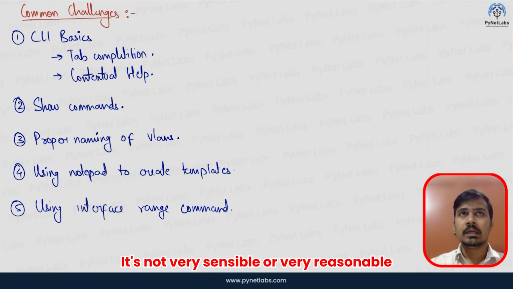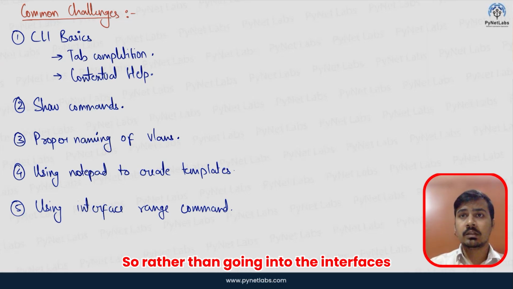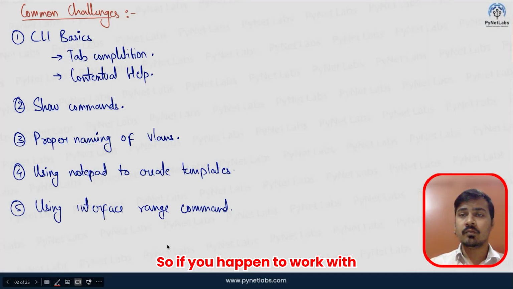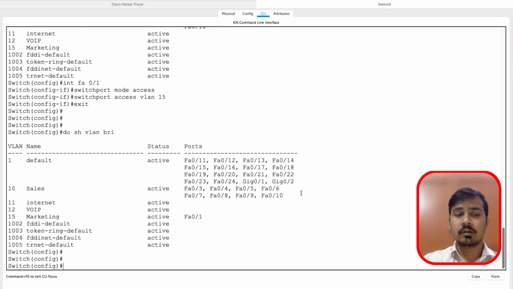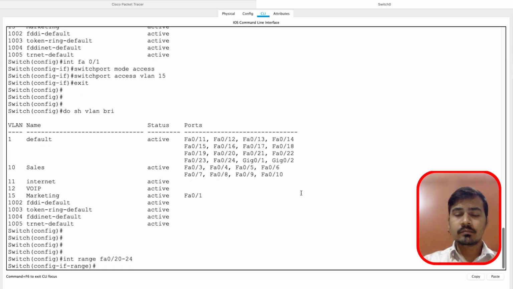So it's not very sensible or reasonable when you have to configure multiple interfaces and you are taking all the interfaces one by one. So rather than going into the interfaces individually, you can use the range command. If you require to work with multiple interfaces, you can select a group of interfaces by running the interface range command. Suppose I want to work with FA20 all the way to, let's say, 24. Okay, so I have selected all these interfaces collectively and I can make them access ports.